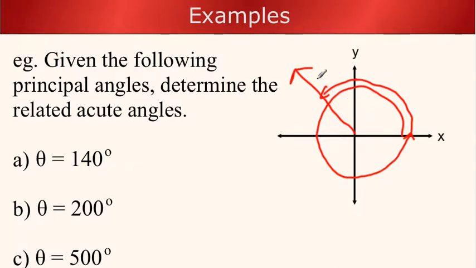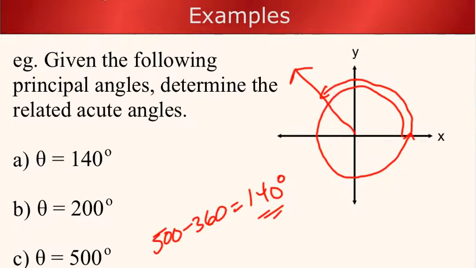Okay, so let's think about this. We went all the way around, 360. So what's left over from 360? We take 500 and we subtract 360. We went all the way around, and we're left with 140. So this angle from here to here is 140, and that's the same as part A. So 500 degrees is almost the exact same angle as 140 degrees. We've just gone around 360 more degrees.